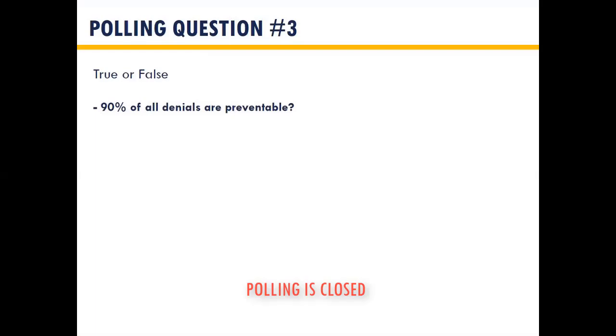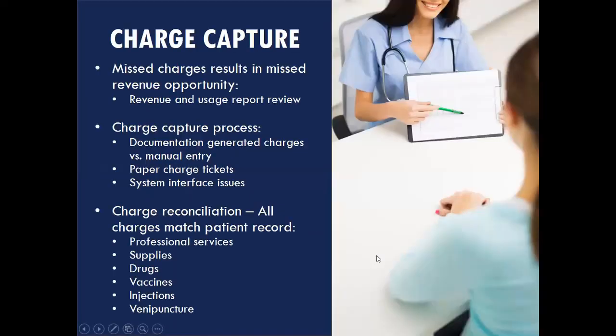True or false? 90% of all denials are preventable. Yep, that's true. In the RHC setting, typically the errors are related to missing or incomplete registration information, not coding issues, because we don't do a lot of that type of billing. So we're going to talk about billable versus non-billable.